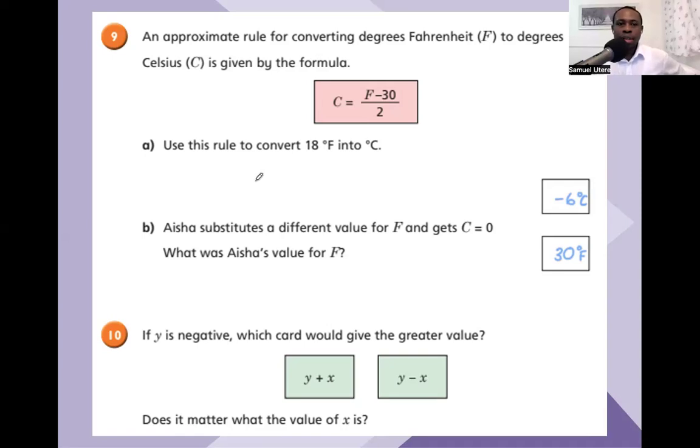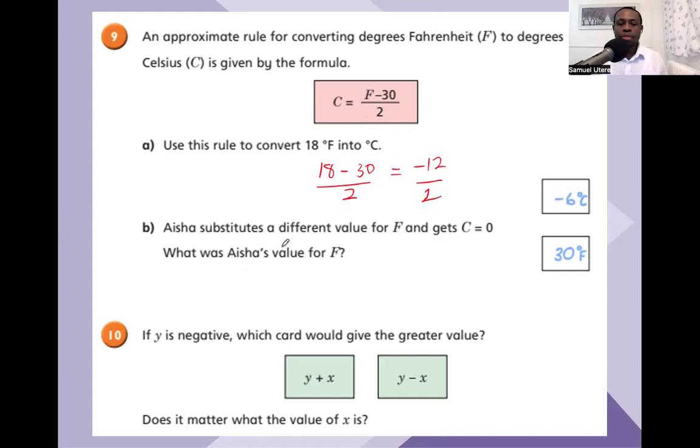So for question 9, you're asked, an approximate rule for converting degrees Fahrenheit to degrees Celsius is given by the formula. You're asked to use this rule to convert 18 degrees Fahrenheit into degrees Celsius. This is a very popular science question. So here, we want to convert 18 degrees Fahrenheit. So we'll put 18 minus 30 divided by 2. 18 minus 30 is negative 12. Negative 12 divided by 2 will give us negative 6. And you can see your answer there.